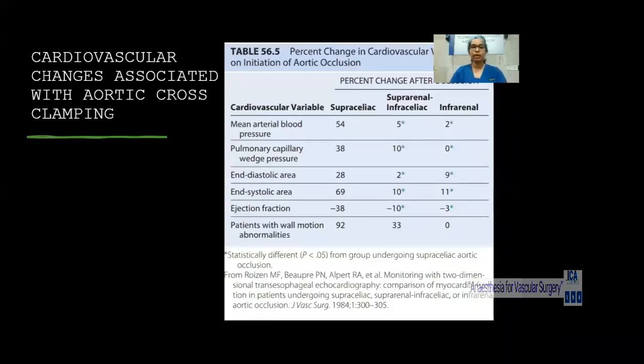This is a table showing the cardiovascular changes in percentages, comparing the supraceliac aortic clamping versus the infraceliac, that is suprarenal, infraceliac and infrarenal cross clamping. And this shows that there's a higher percentage of change in the mean arterial blood pressure, a 54% increase in MAP in supraceliac in comparison with the infrarenal. And there's a greater fall in ejection fraction, around 38% in the supraceliac in comparison with a 3% fall in infrarenal aortic cross clamping.